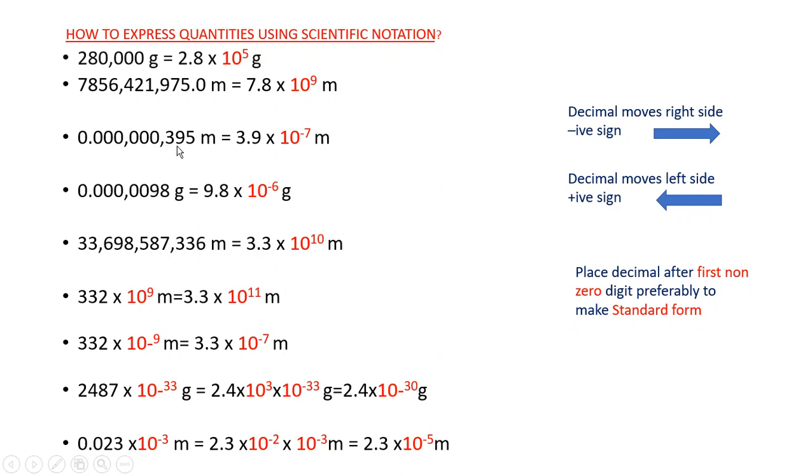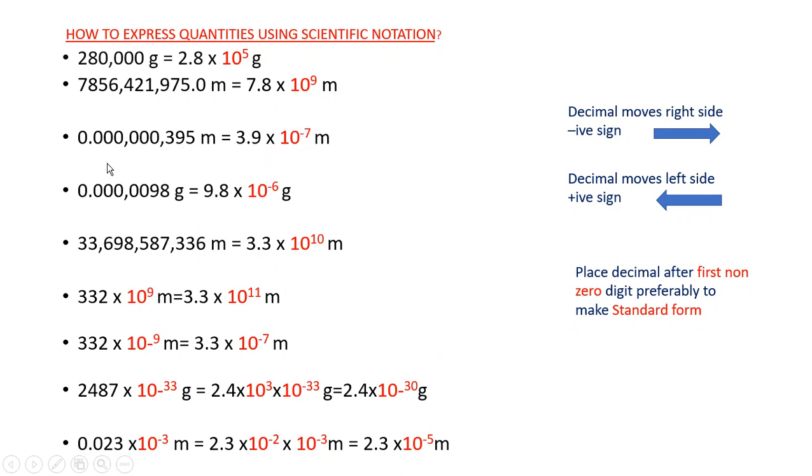Okay, now the decimal will move towards the right side, so there will be a negative sign. When the decimal moves towards the right side, there is a negative sign. We can place this decimal at any place, but preferably we place the decimal after the first non-zero digit, which is 3. It will become 3.9, and we are jumping how many places? We are jumping 1 2 3 4 5 6 7 places. So it will be 3.9 into 10 raised to power minus 7 meter.